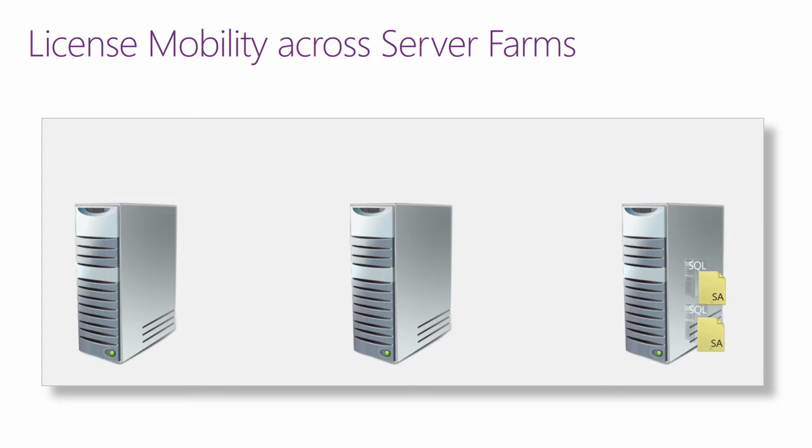As soon as you buy software assurance with the licenses, they do get license mobility. And license mobility means that the licenses can move as often as you like between the physical servers. So you could think of them as being attached to those virtual servers. As the virtual machines go between the physical hosts, the licenses follow them. That's license mobility across server farms.